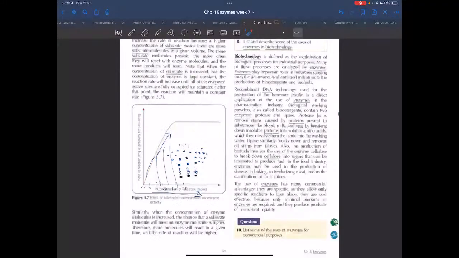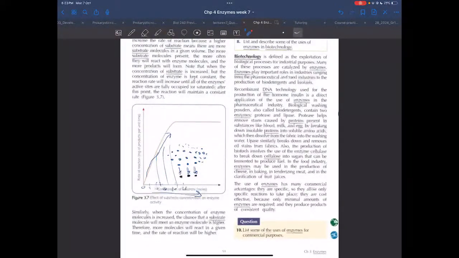If you think about it, I already have 100 substrates and only 10 enzymes. The probability that they interact with each other is also high already. So if I add another 100 substrates, 200 substrates, and only 10 enzymes, the probability of them binding with each other in the beginning was already high. So me adding more substrates, my enzymes are fully occupied. My reaction will be constant.